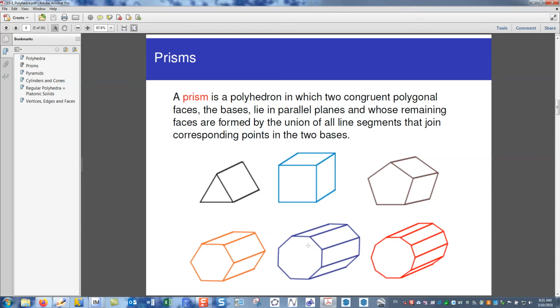Hexagonal prism, octagonal prism. This is, I think, a 1, 2, 3, 4, 5... yeah, I think this is a decagonal prism, a 10-sided prism. So the faces are decagons, and the edges are all connected. So it is kind of neat.